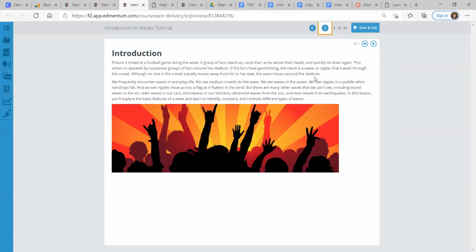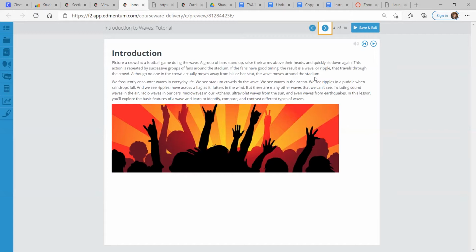And we encounter these types of waves all the time in everyday life. We see stadium crowds doing the wave. You see the ocean or water, lakes. You see ripples in a puddle when raindrops are falling. We see ripples move across a flag as it flutters in the wind. And there are also waves that we can't see, such as sound waves, radio waves, microwaves, ultraviolet waves from the sun, and even earthquakes. They move in wave formations, and we'll look at that in the lesson.